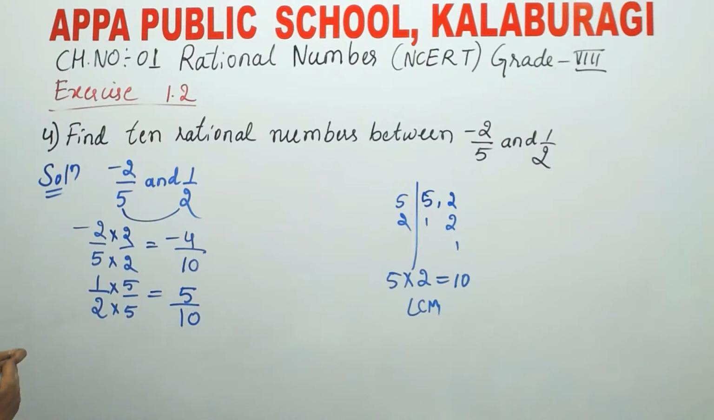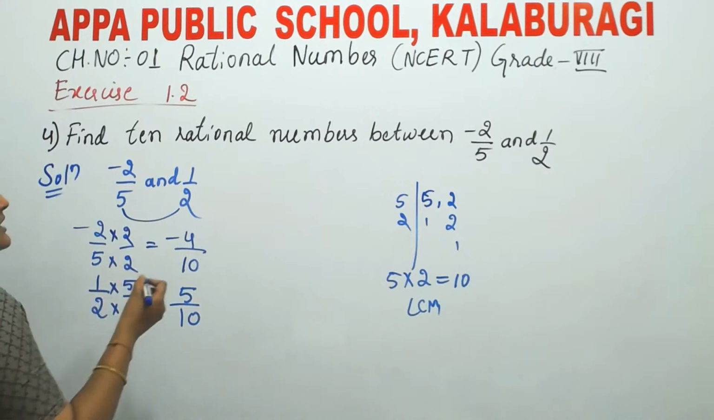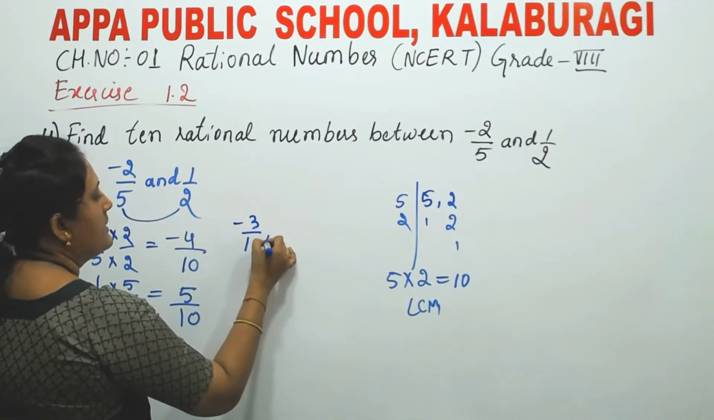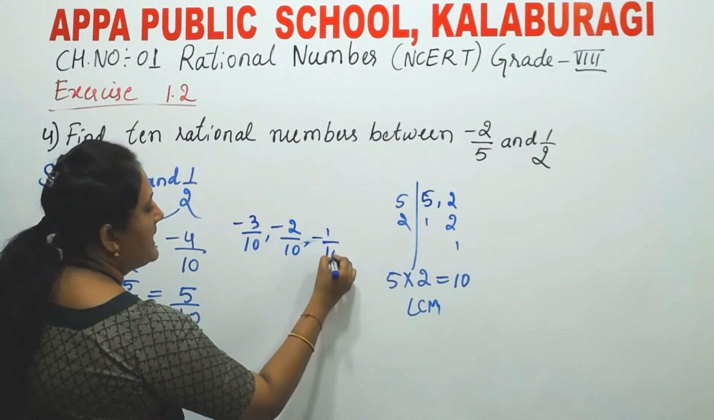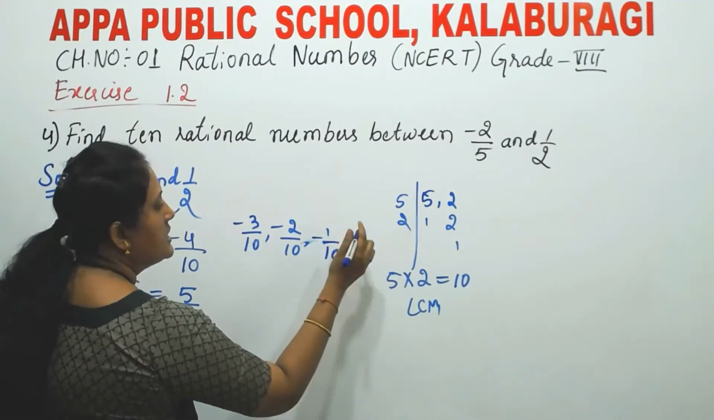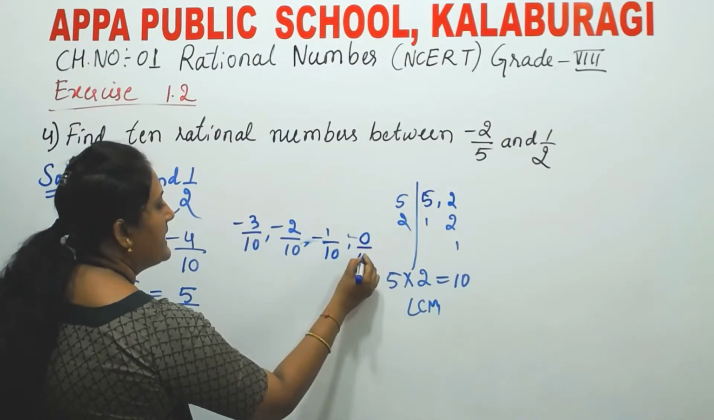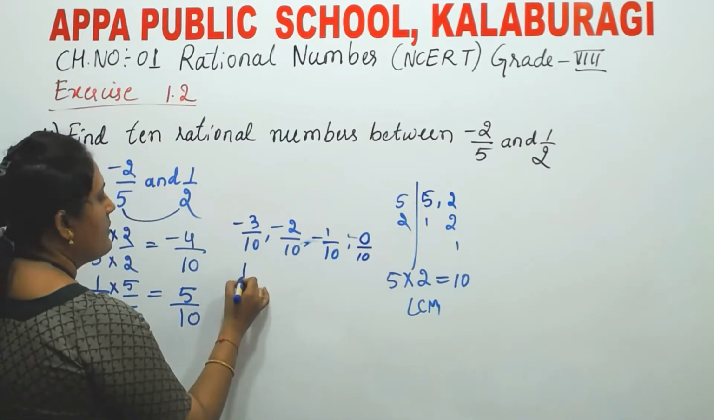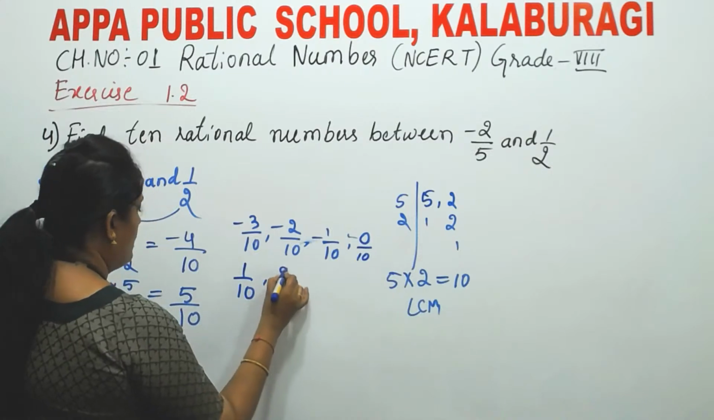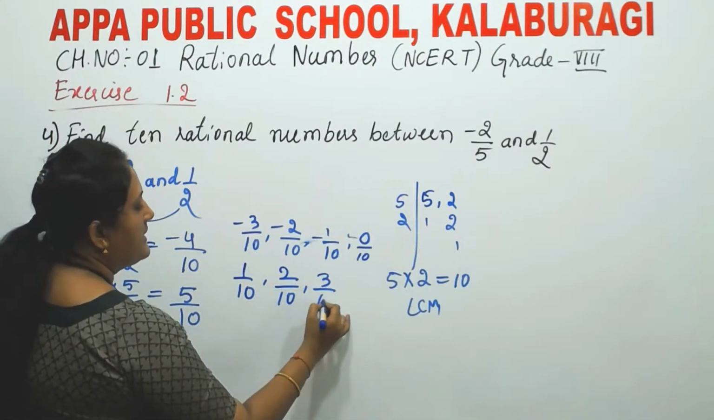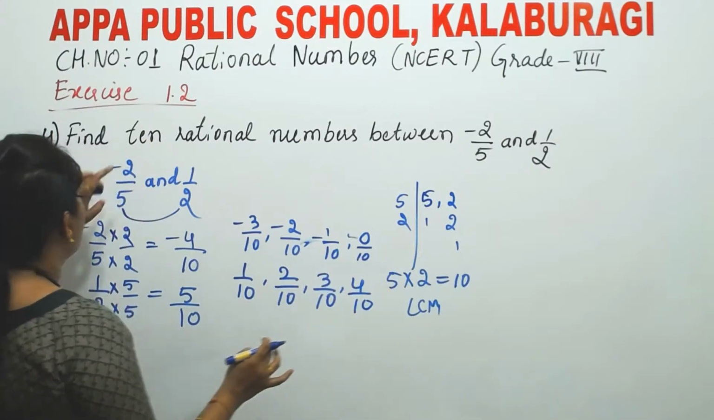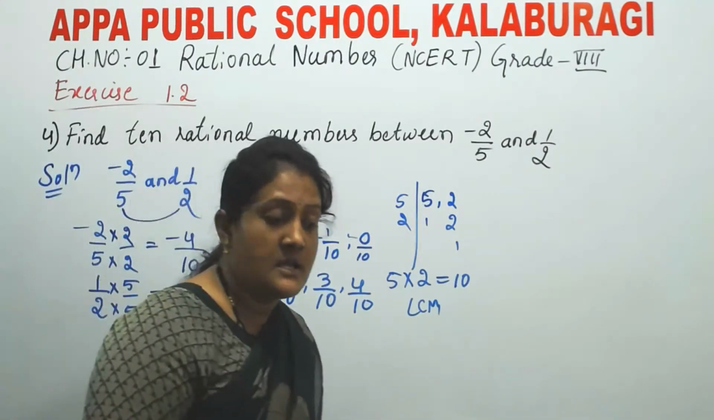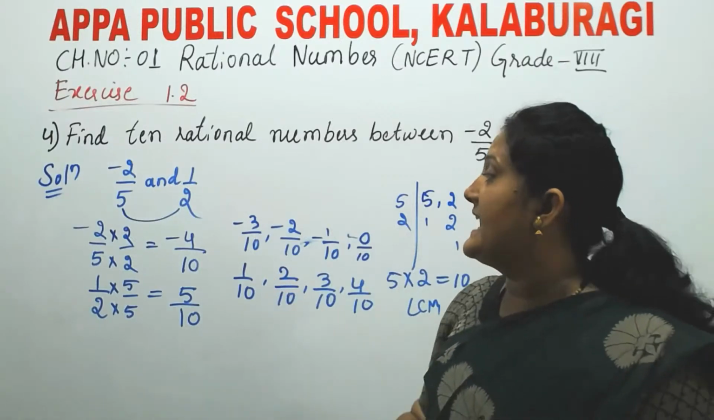How many rational numbers are they asking now? Can we get 10 rational numbers? Check. Minus 3 by 10, minus 2 by 10, minus 1 by 10, 0 also we get, 0 by 10 or 0 only. Yes, 1 by 10, or else 2 by 10, 3 by 10, 4 by 10. 1, 2, 3, 4, 5, 6, 7, 8. How many are they asking? 10 rational numbers. So we are getting only 8 rational numbers, right?